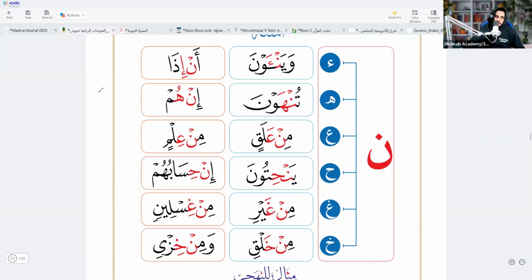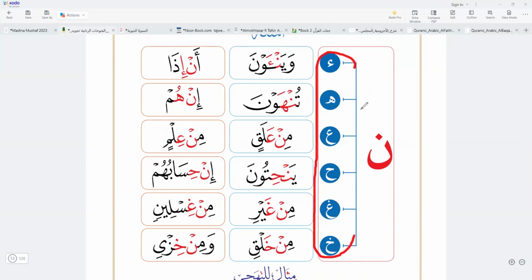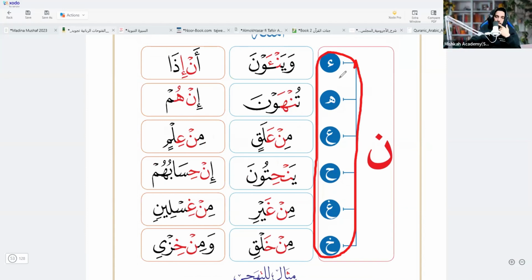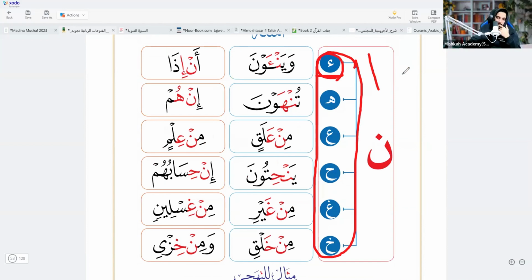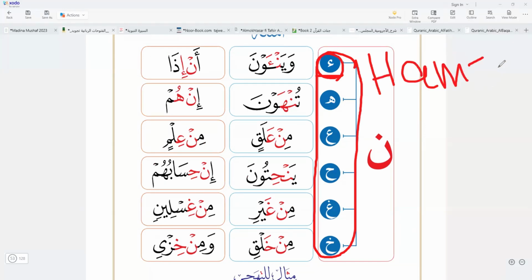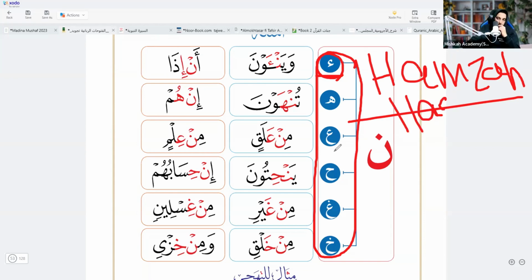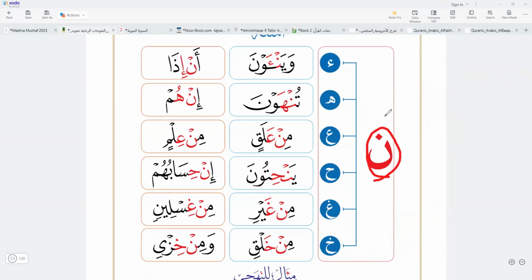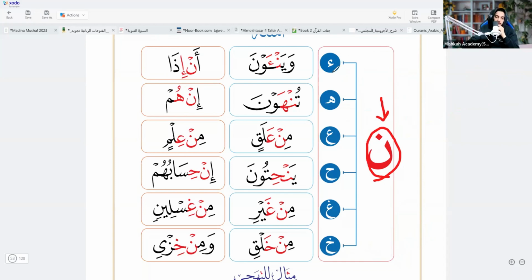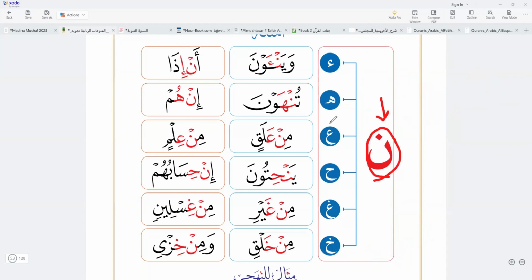Can you please read these letters? Hamza, ha, ayn, ha, kha, ghayn. So, how many letters are there? Six letters. Good job.